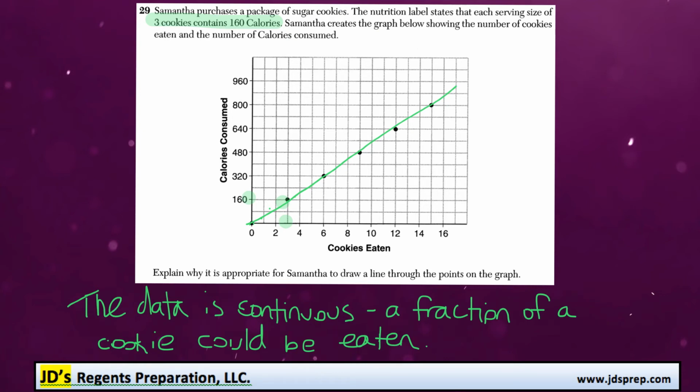Just to clarify, to help you understand better, an example of some data that would not be continuous would be if you were counting the number of students in a classroom as they came in. So it might go from 1 student to 2 students to 3 students to 4 students to 5 students. In that example, you would not connect those points because you can't have a fraction of a student. So that's an example of data that would not be continuous.